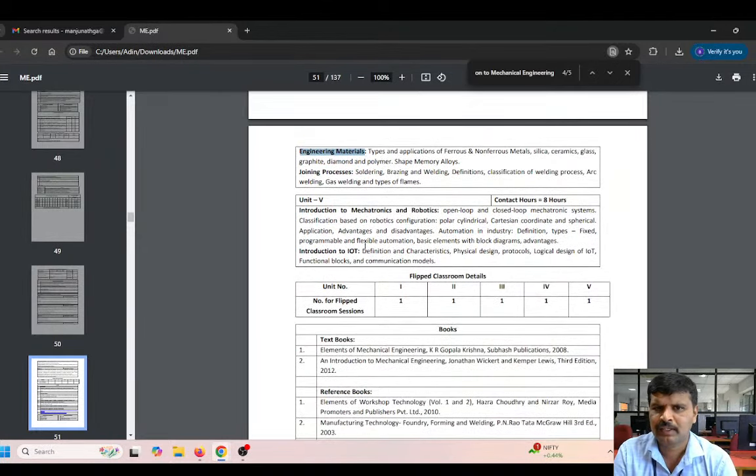Later, the joining process. In the joining process, I'll give one small example. If you take similar materials, or dissimilar materials, there we can see the welding process. Or else if you see circuits, in the circuits we can see soldering. So unit number 4 tells the details about the joining process.